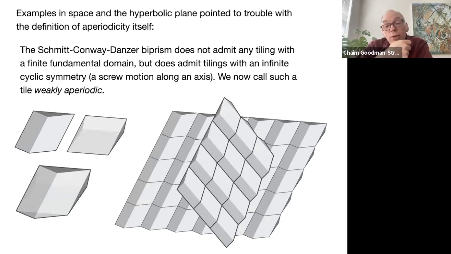Anyway, I just want to say some of the things that were some of the misses. One of the misses we had around that time was the so-called Schmitt-Conway-Danzer biprism. And this is a single tile, and it admits no tiling with a compact fundamental domain, a compact region that can be replicated to tile space periodically. But it does admit an infinite cyclic screw action. It admits some tilings that have these infinite screw actions. And so these days we call such a thing weakly aperiodic. That is to say, a tile or set of tiles that does not admit tiling with a compact fundamental domain, but does admit tilings with infinite cyclic actions.